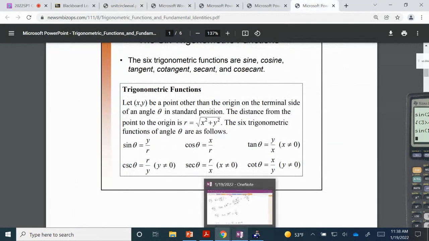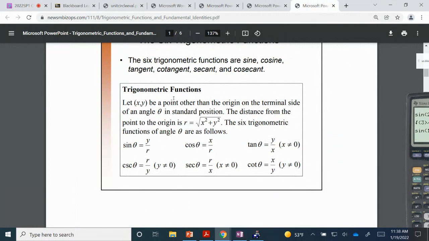All right, now I want to bring up one last thing as far as the trigonometric functions are concerned. Now, if we're dealing with an angle that's not in the unit circle, right, in order to calculate r, you would have to use the following formula. R is equal to the square root of x squared plus y squared.